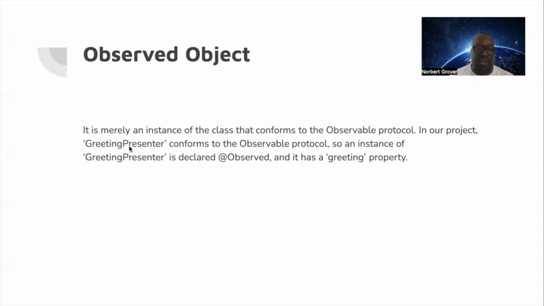So it's merely an instance of a class that conforms to the observable protocol. In our case, the greeting presenter conforms to the observable protocol. So an instance of the greeting presenter is declared @ObservedObject. And it has a property greeting. And that greeting is what displays in the view. Okay. So let's go ahead and get down to coding this bad boy.